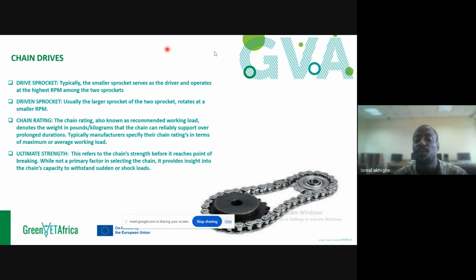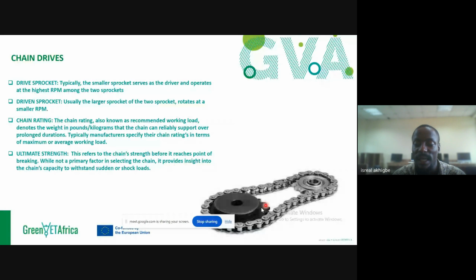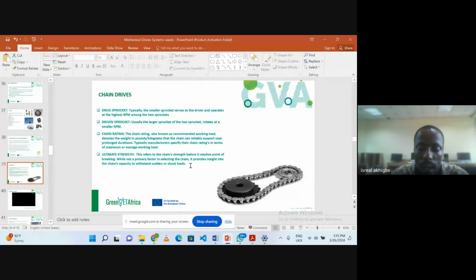So, if you are wondering what a sprocket is, this thing here you are seeing is called the sprocket. It is what meshes with the chain, or the chain links to it, to be able to transmit motion. I don't know if you understand what I'm saying. That way, it allows us to transmit motion. The sprocket and the chain.